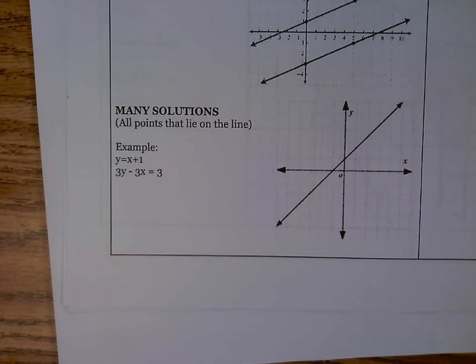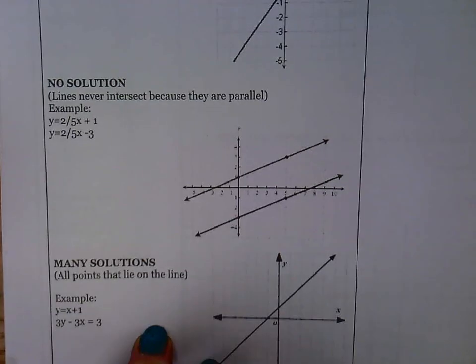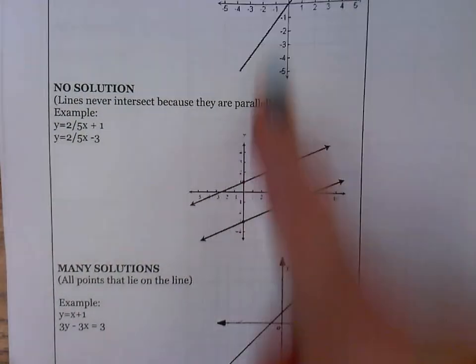So you're going to look for one of those three outcomes. So you're looking for either where they intersect, no solution, or many solutions. And you can come back to this resource page to be like, okay, what situation do I have?